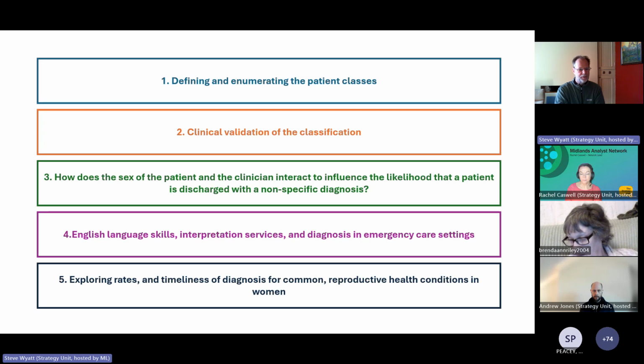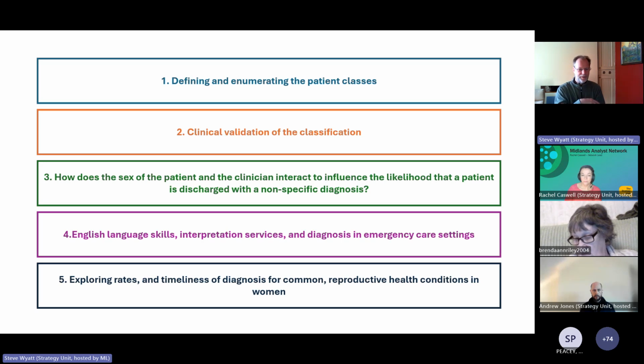What are the waiting times? What is the use of urgent care services for women who are waiting for those diagnoses? Do they use more urgent care services whilst waiting? And maybe some qualitative work to explore the consequences of delayed diagnosis for those sorts of conditions. So those are our 5 potential projects.